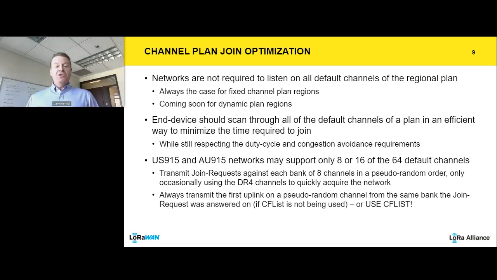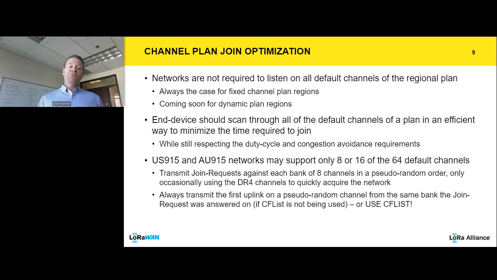Now, one of the challenges that has existed for devices operating in fixed channel plan regions is that many networks didn't support all of the default channels. That meant that the device, when it was trying to join that network, would take some time as it probed to see, through sending join requests, where the network could answer. One of the things that can be done to optimize this, and is now explicitly documented in the regional parameters specification but did not used to be, is that the end device should scan through the channels by sending a join request, respecting the duty cycle and congestion avoidance requirements, of the different banks of likely support.